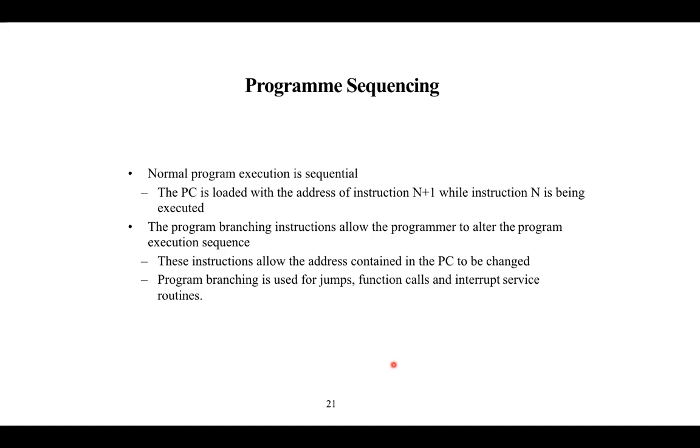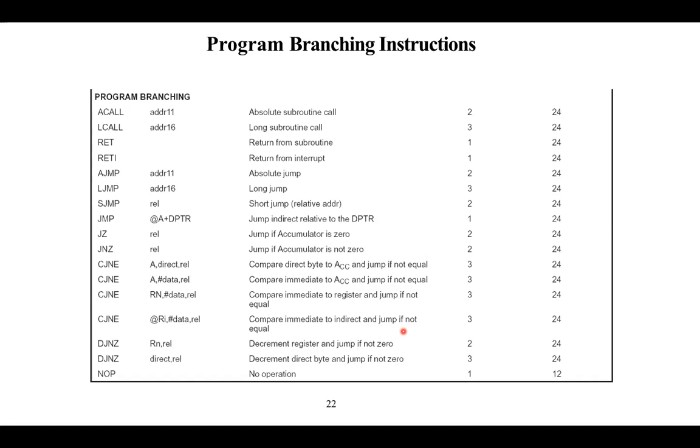Programming sequence. Normal program execution is sequential. The PC is loaded with the address of instruction n+1 while instruction n is being executed. The program branching instructions allow the programmer to alter the program execution sequence. These instructions allow the address contained in the PC to be changed. Program branching is used for jumps, function calls, and interrupt service routines. So these are the program branching instructions.